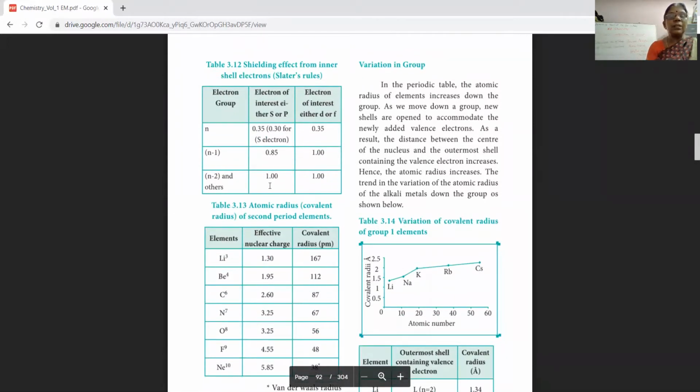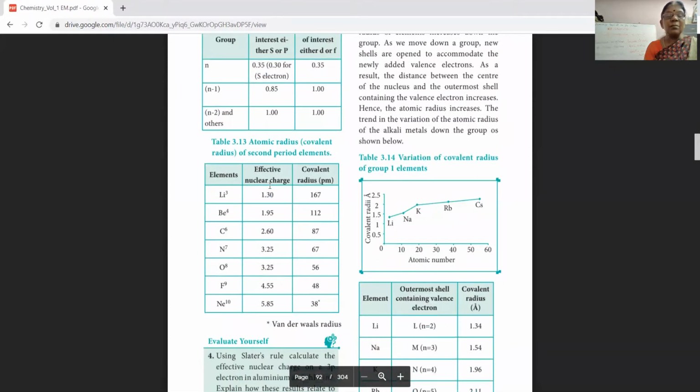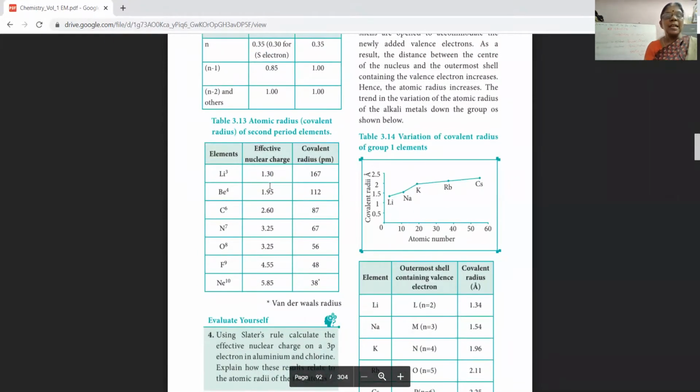For n equal to n, the ns electrons are multiplied by 0.35, and for the 1s electron alone it is 0.3. For n-1, it is multiplied by 0.85, and for n-2 and others it should be multiplied by 1.00.